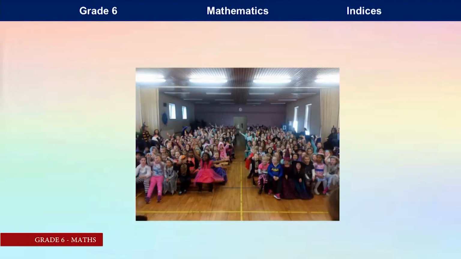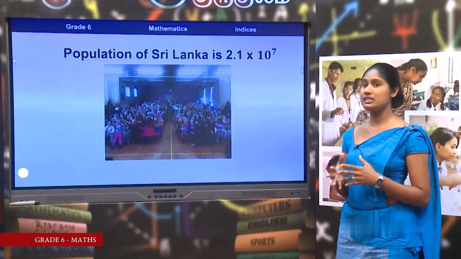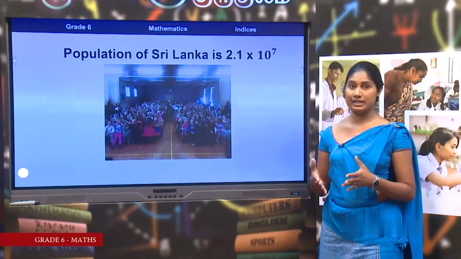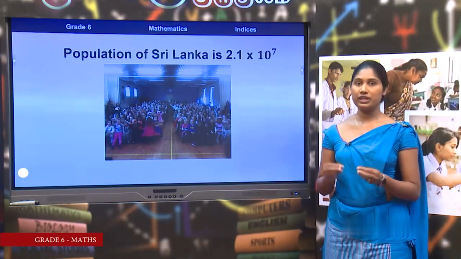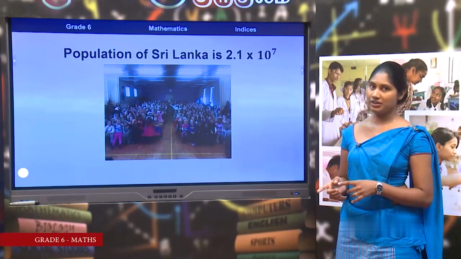Okay, my dear children, what can you see in this picture? You can see some children in this picture. So, this is our future. Okay, when we consider the population of our country, Sri Lanka, that is 2.1 into 10 to the power 7. Here we have learned about this index notation. If we write this number, it is a very large number, that is our population. So, we can concise this. So, that is 10 to the power 7.